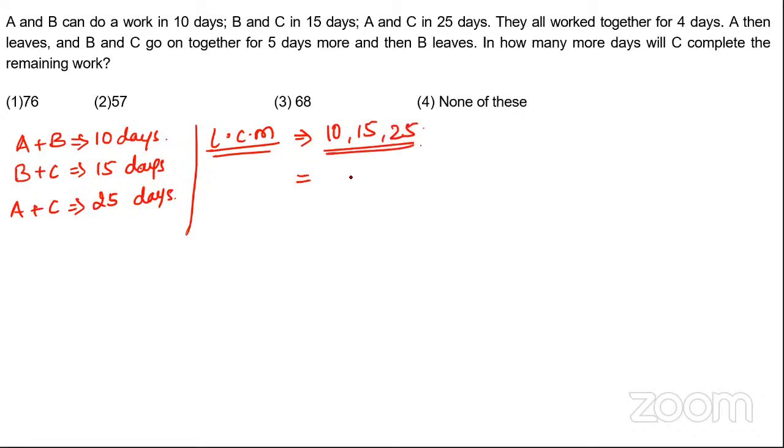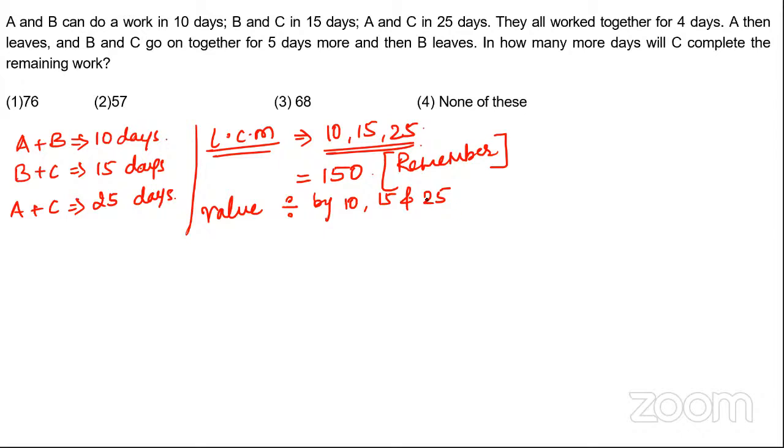150. Okay, 150. Now remember, you need not take an LCM always. You can take a value that is divisible by 10, 15, and 25. Did you understand that? You can take any value. Need not be LCM always. Okay?